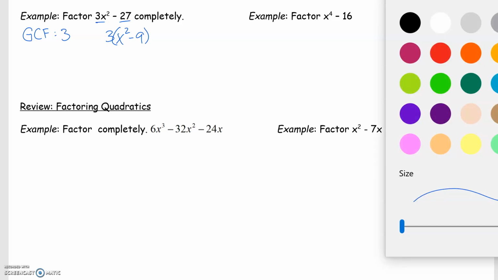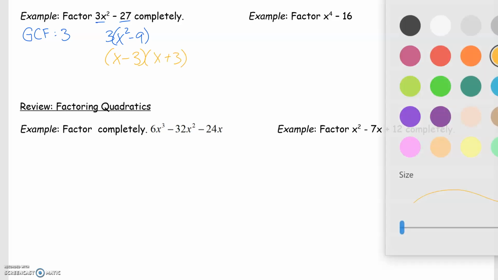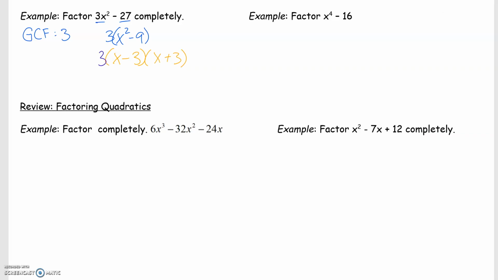and we do have a difference of squares because 9 is a square and so is x squared. So when I factor that out, this is going to end up being x minus 3 and x plus 3. And then don't forget to bring down that greatest common factor, which is 3. Look on the inside, see if there's anything else that could be factored out. In this case, it's not. So this is fully factored, and you are done.